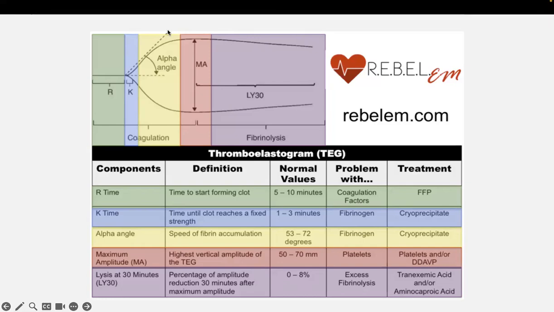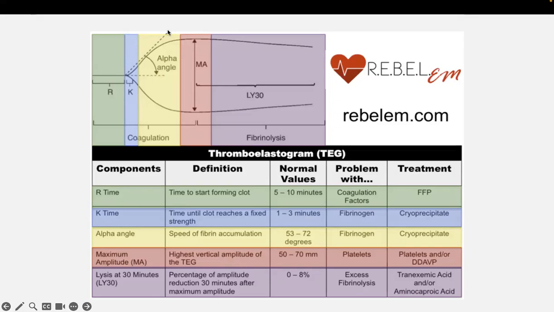Okay, so the main functions of fibrinogen will be your K time, your alpha angle, and maximum amplitude. However, your K time is less resistant to the changes of your maximum amplitude. So I would say the one that really would test your fibrinogen is probably your K time. Okay, then you look at your lysis. Did everyone understand the maximum amplitude?